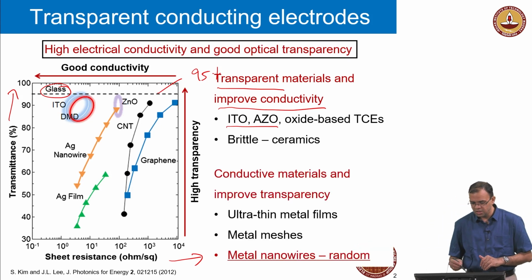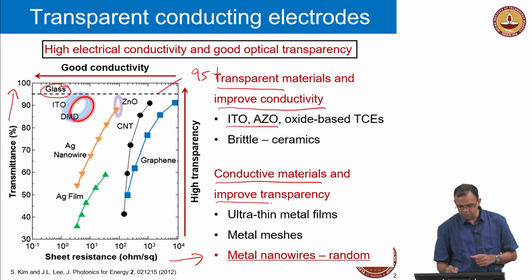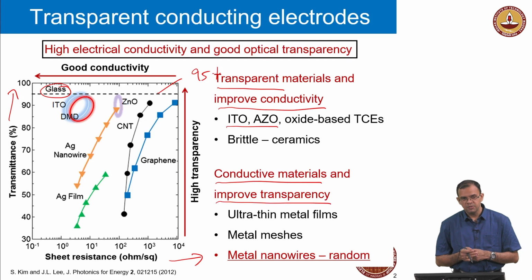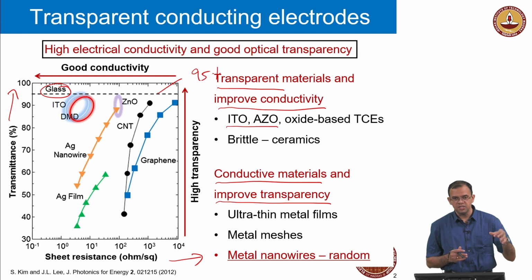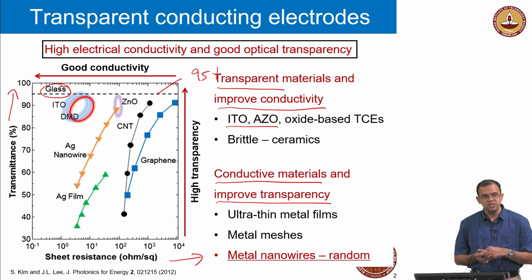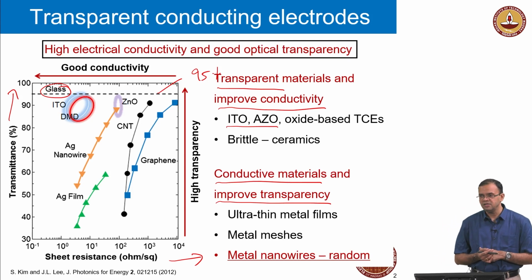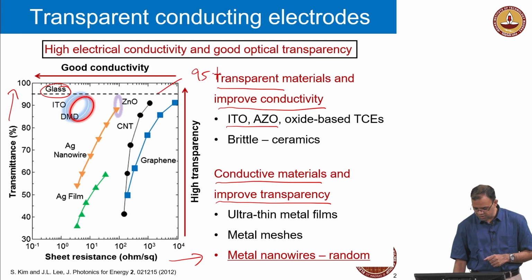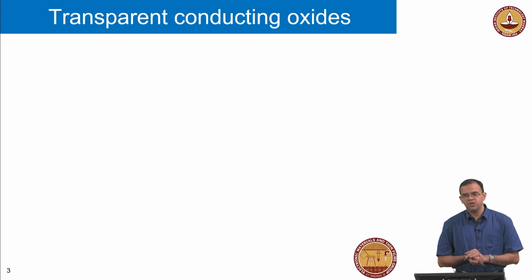The other strategy is you start with a conductive material and you somehow improve the transparency of the material, and we will talk about it later, but that is approaching the problem from the other side. So instead of a transparent material, you start with a conductive material and you improve its transparency, and this is usually done by using metals in the form of nanostructures. So let's look at the first approach. That's where transparent conducting oxides, usually people also call them TCOs, come into picture.